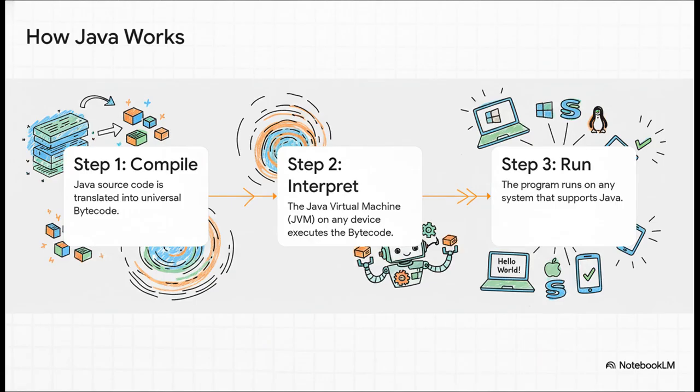Well, it's a really clever two-step process. First, your Java code isn't turned directly into instructions for a specific machine. Instead, it gets compiled into this universal middleman language called bytecode. Then, each device, whether it's Windows, Mac, or whatever, has its own special translator program called the Java Virtual Machine, or JVM. And that JVM's only job is to read the universal bytecode and translate it into the specific instructions for that device. It's brilliant.